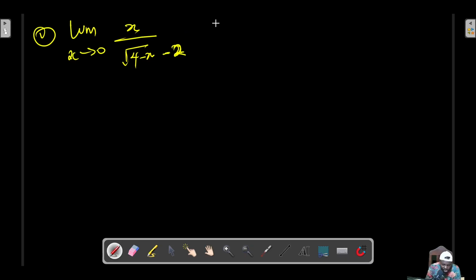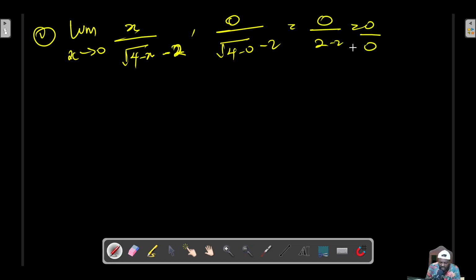Now, I've already told you, but first let's check if it's an indeterminate. Doing our direct substitution, we end up with 0 over root of 4 minus 0 minus 2, that is 0 over 2 minus 2, which gives 0 over 0. So clearly this is an indeterminate. And if the numerator or the denominator contains a radical, try as much as possible to eradicate the radical by rationalizing or substituting in some expression to cancel out the radical.